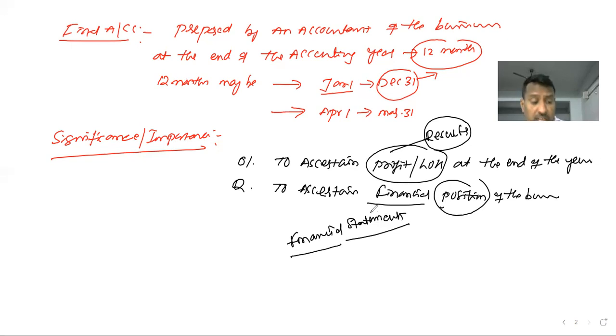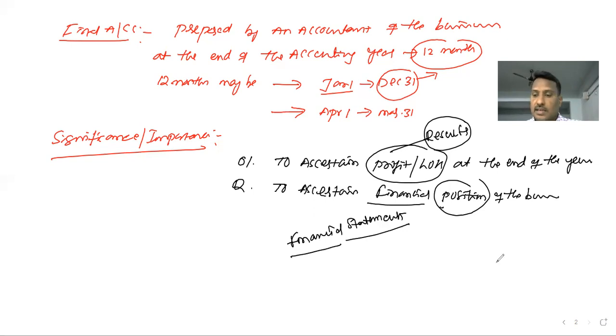And comparison is also one of the points the businessman keeps in mind: to compare the results of this year to the previous years. That's why this is also one of the reasons to prepare the final accounts in the business. What is the result of the previous year? What is the result of the current year? To know about this, the businessman prepares the final accounts.